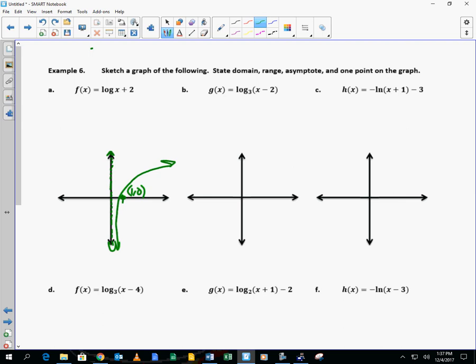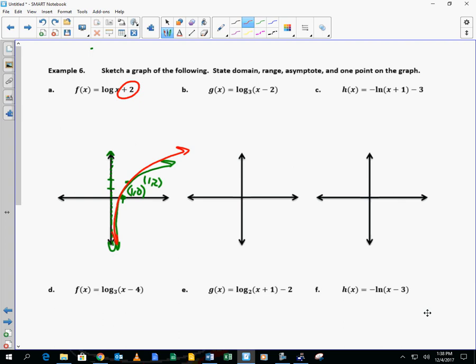So, what's the shift here? Am I going up, down, right, left, flip? Up 2. So if I go up 2, what will that point change to? (1, 2). Very good. And will that change the vertical asymptote? No, it won't. So you can see the new graph just goes through (1, 2).